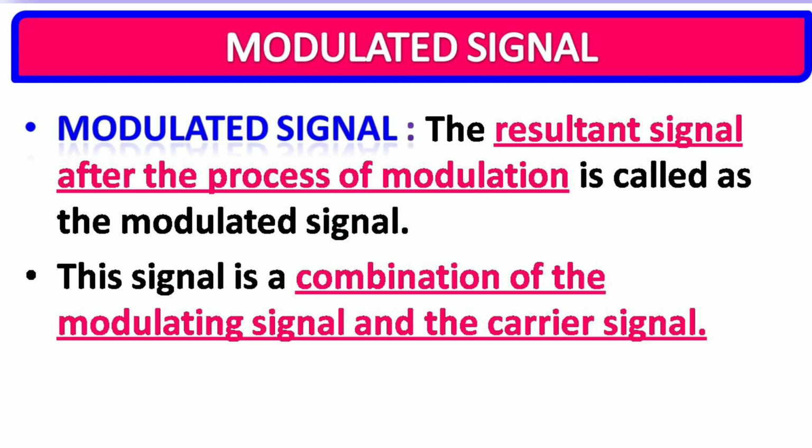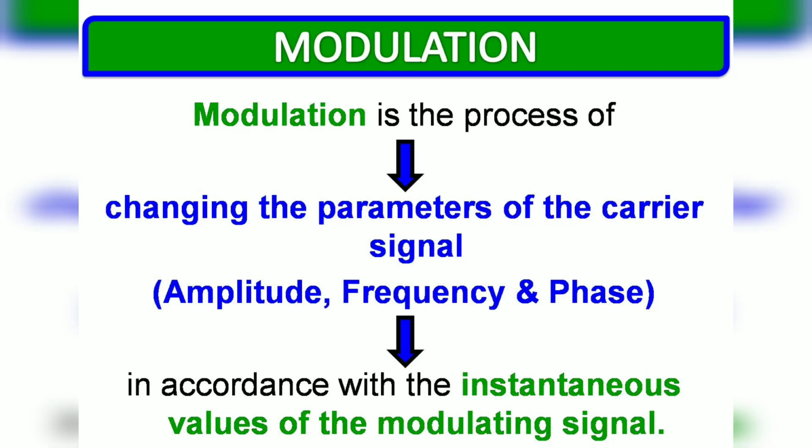The resultant signal which is produced after the process of modulation is called the modulated signal. And this signal is a combination of the modulating signal and the carrier signal. Modulation is the process of changing the parameters of the carrier signal in accordance with the values of the modulating signal.